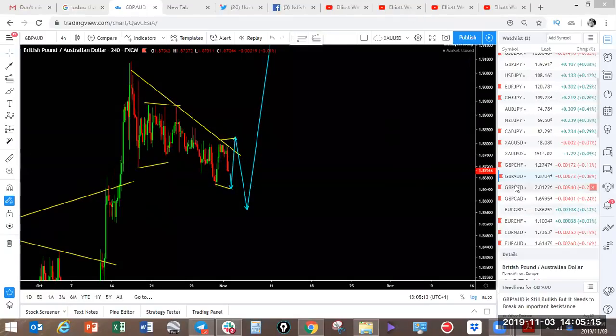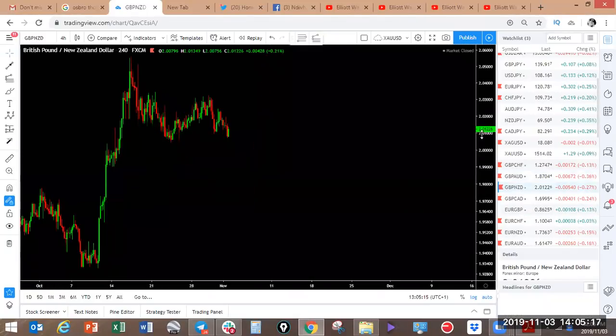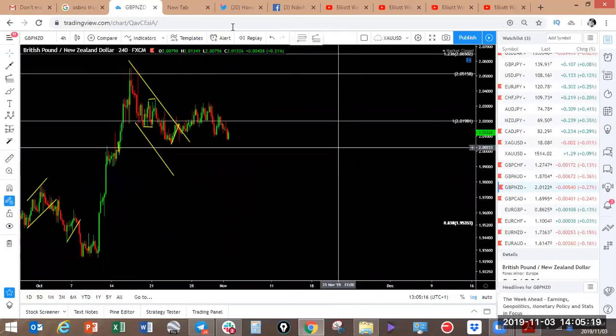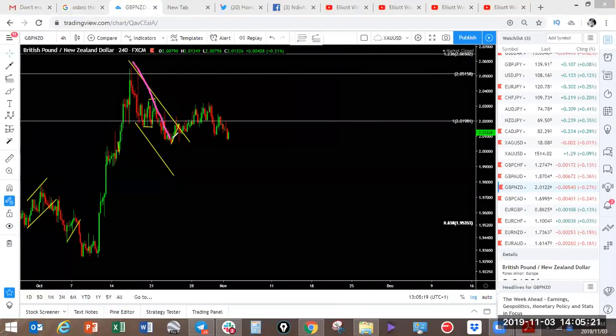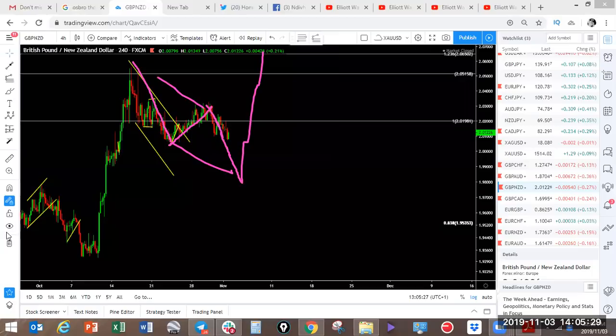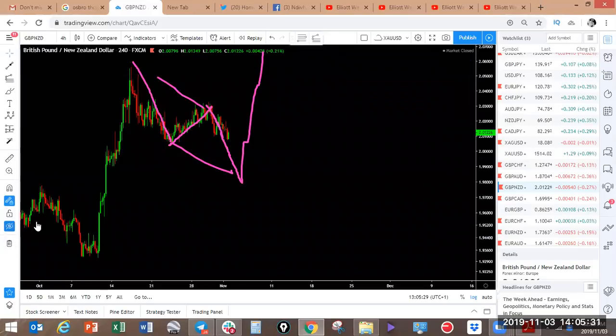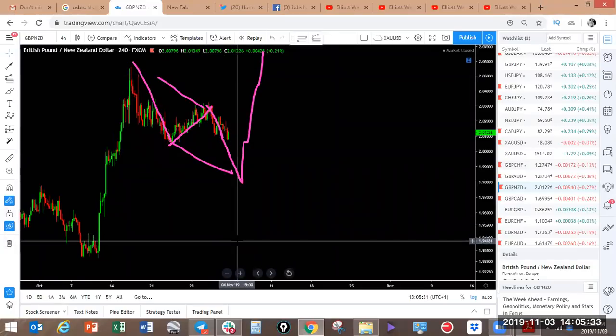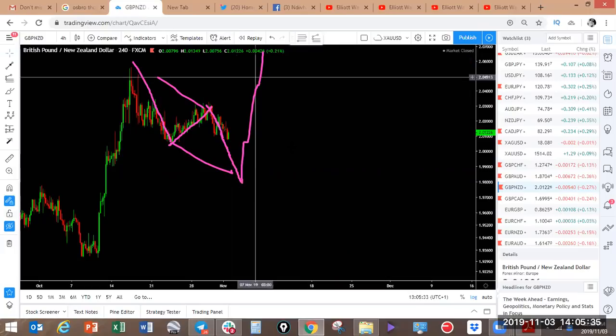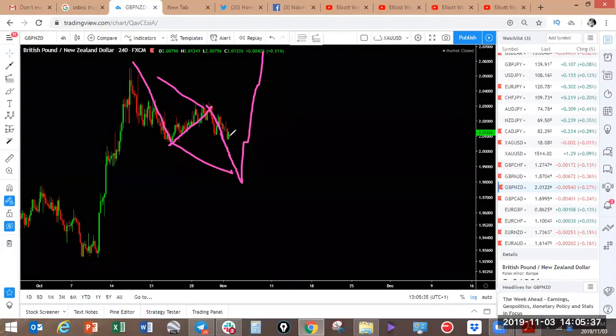Right, that is pound Aussie, pound New Zealand. So pound New Zealand also, you see there's a 3-wave move down, there's a 3-wave pullback, so this can make a 3-wave move down here and then continue higher after this 3-wave pullback. Let's switch this off here so it can be clear. Don't want it to be cluttered with all these lines. That's what you'll be looking for on pound New Zealand.